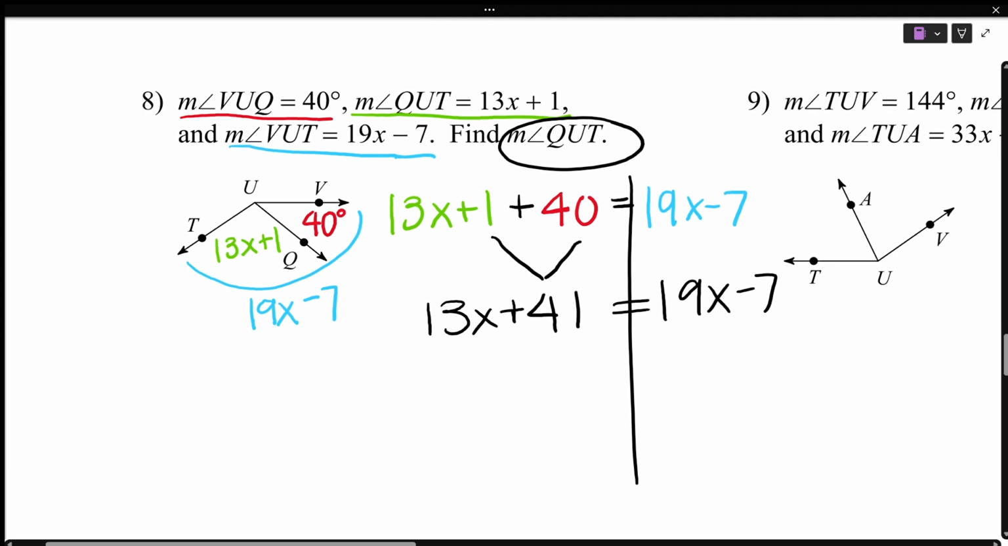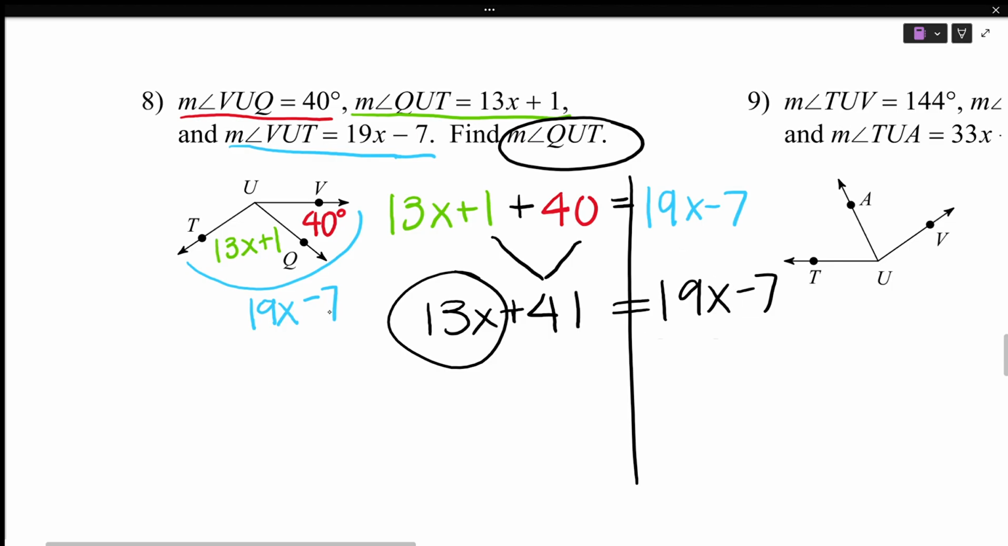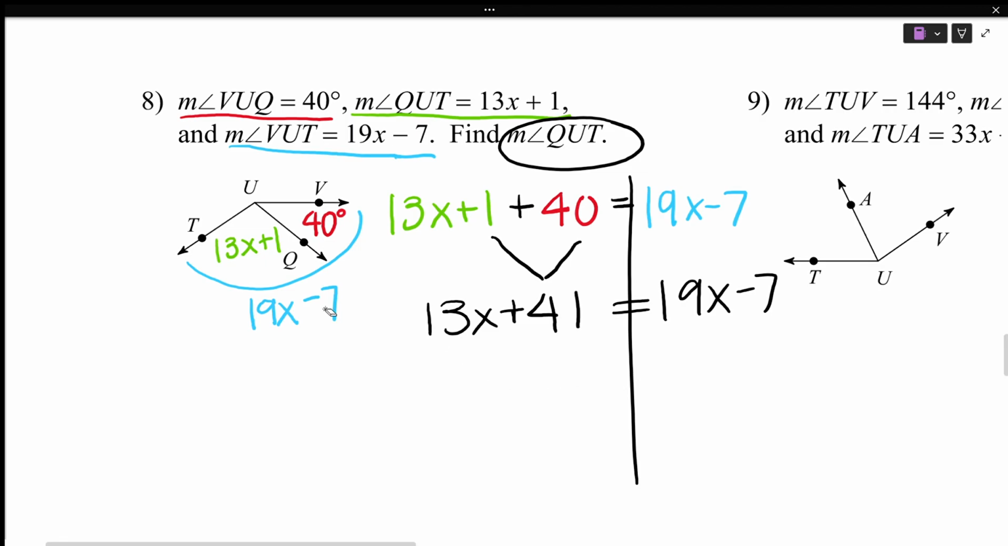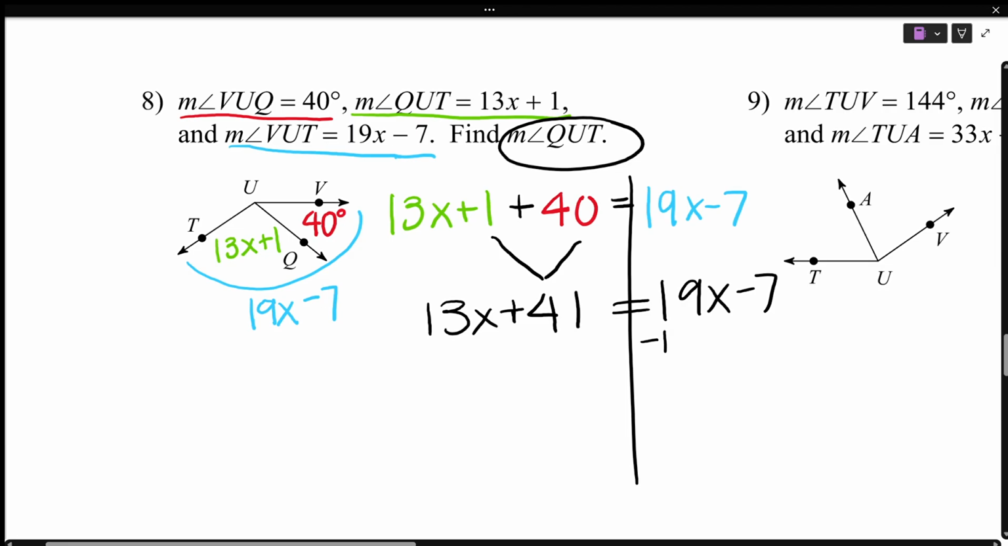Okay. Now we're in a similar situation, right? We have an x on the left, we have an x on the right. We only need one of them, so let's move one over. Typically, I want to move the 13x to the other side because I want positive numbers. It's easier to work with positive numbers. You could do minus 19x, but you're going to get negative 6x. It's just easier to work with positive numbers. So let's do minus 13x instead.